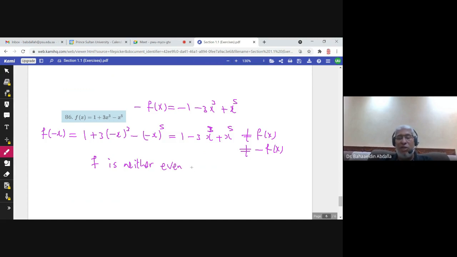You can notice that we have x cubed and x to the power 5, although this function is neither even nor odd. Because of what? Because of this 1. Actually, this 1 is multiplied by x to the power 0, and 0 is even, not odd. So whenever you have a number with the odd powers, the function is not going to be odd.